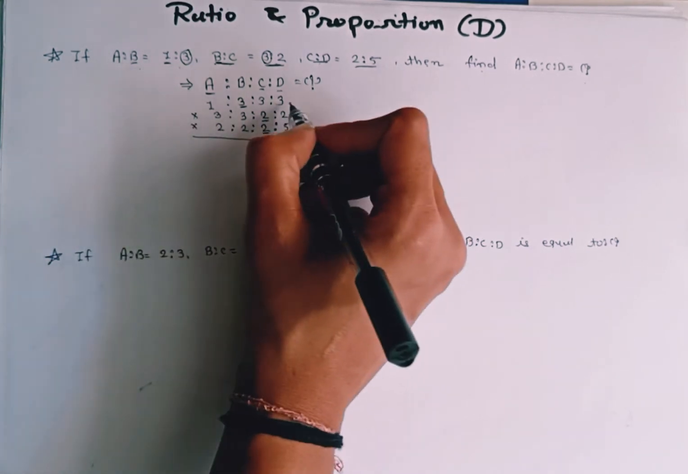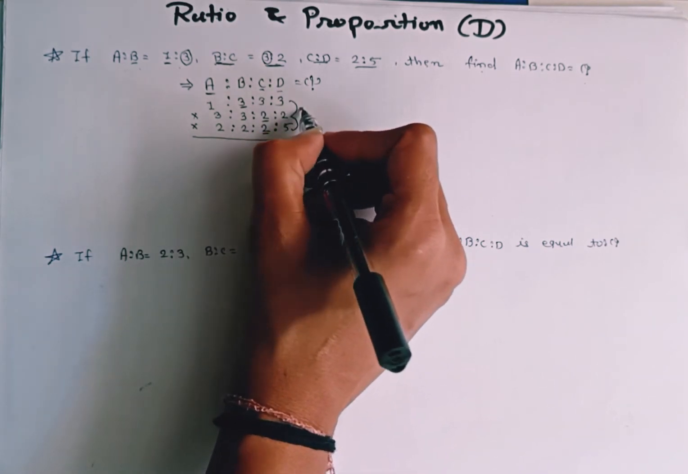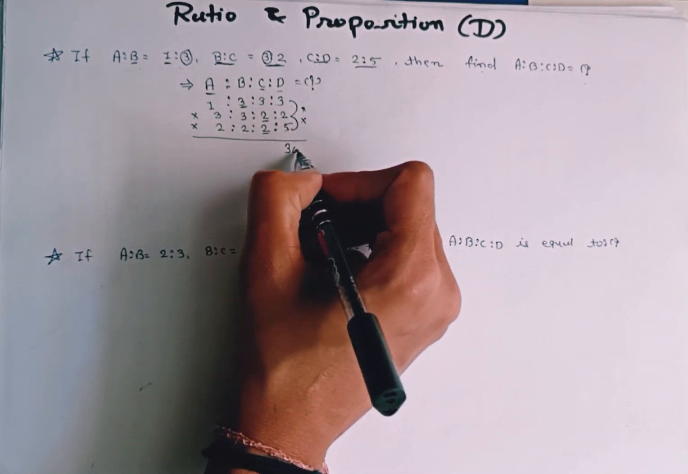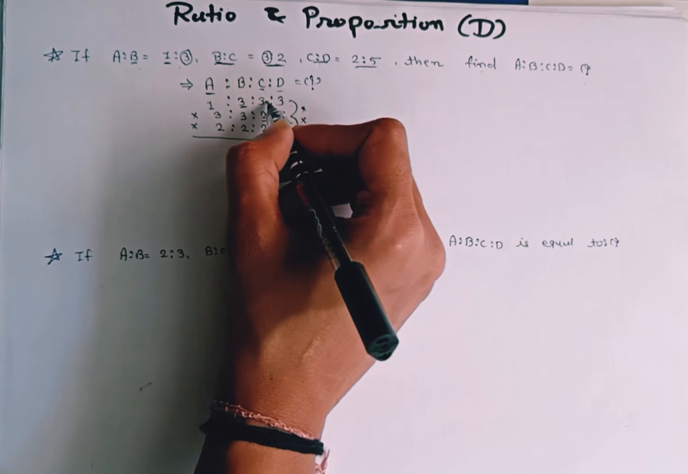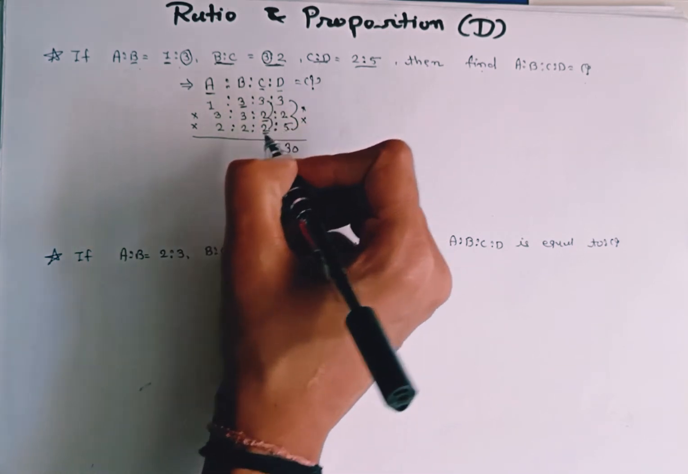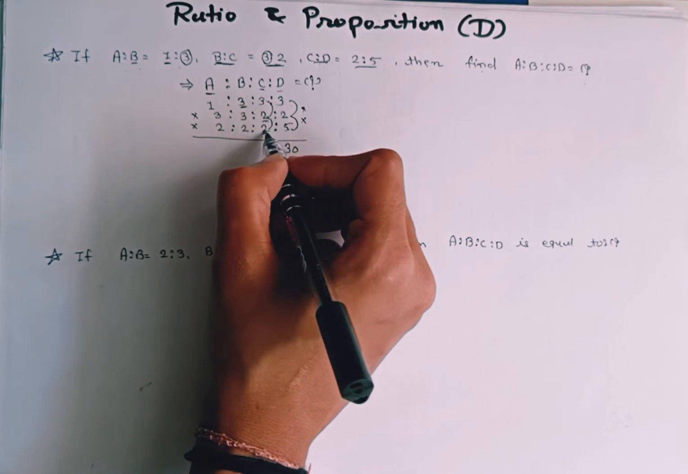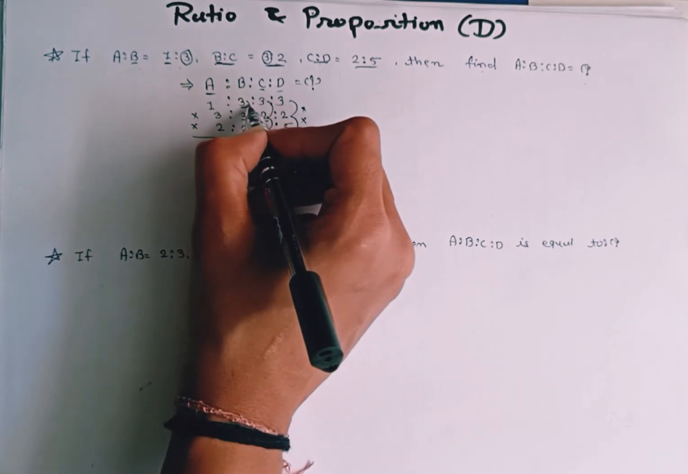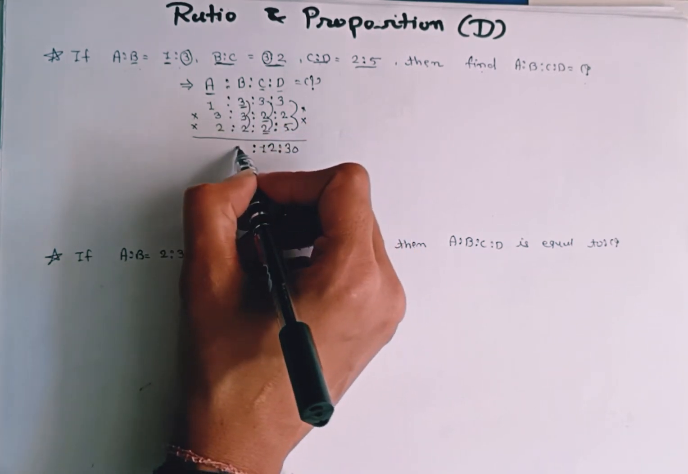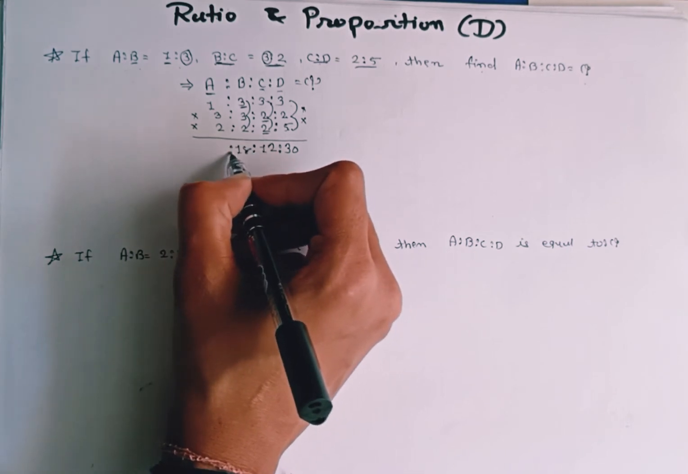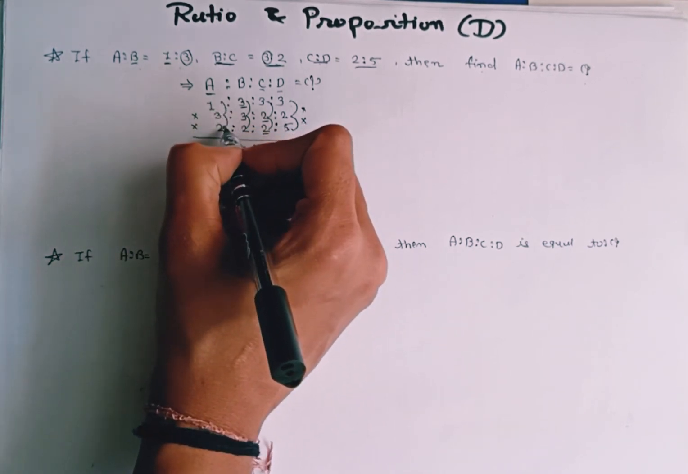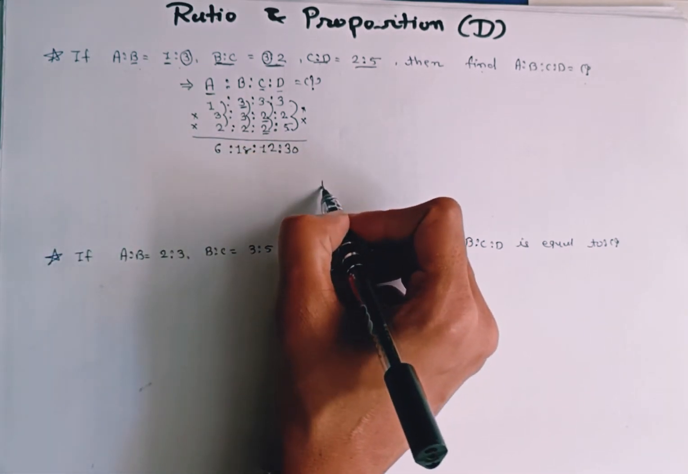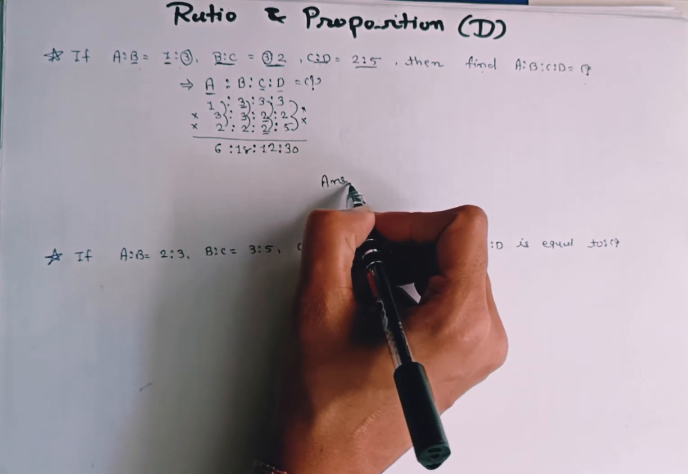Then we will multiply. 3 cross 2 cross 5, 30. 3 cross 2 cross 2, 12. 3 cross 3 cross 2, 18. 1 cross 3 cross 2, 6. So it's the answer of a colon b colon c colon d.